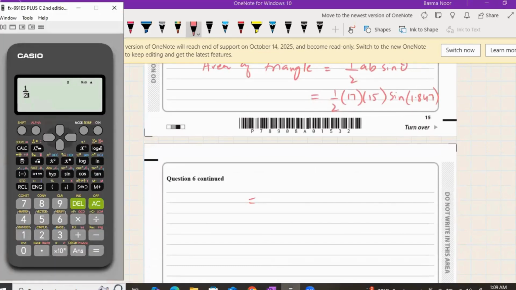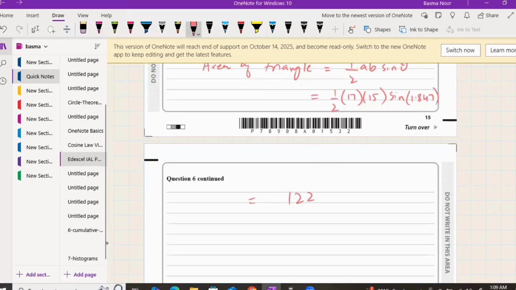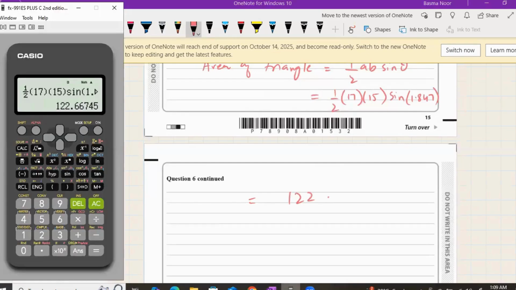Now we insert it into the calculator. Half times 17 times 15 times sine of 1.847, that gives you 122.6674.